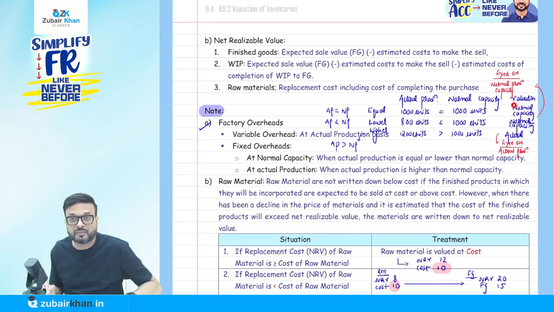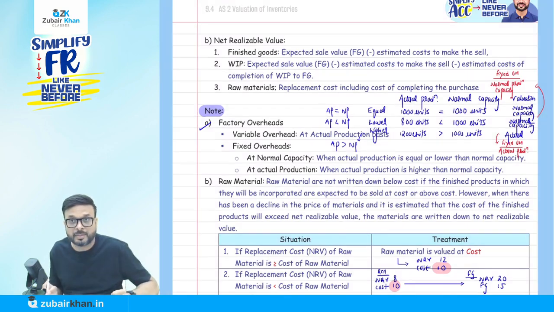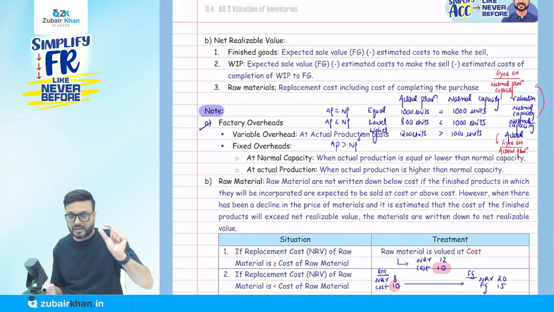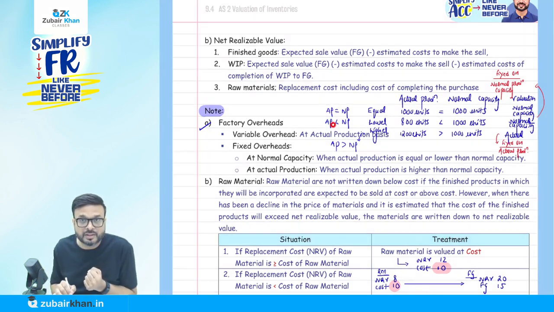So how to do the valuation? Valuation will be done at normal capacity. When actual production is equal, I will do it at the normal capacity. So how are we going to calculate the cost per unit in this case? I will say total fixed overheads divided by normal production capacity. That will give the cost per unit for the fixed overhead recovery, and I will multiply it by whatever closing stock I have. If actual production is less than normal, for example, I have actual production of 800 units and the normal production is 1000.